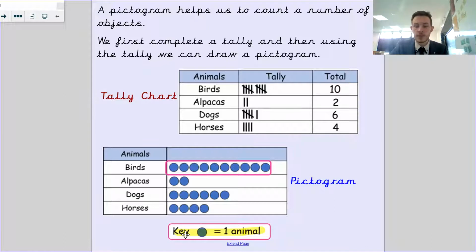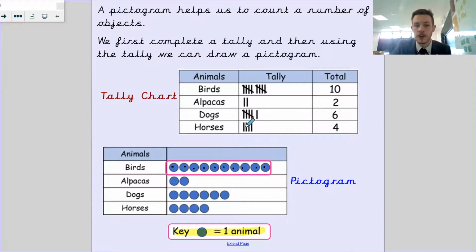And it says key. Now, key means this is what it's going to mean. So your blue spot means, or it equals 1 animal. So you can see here, we've now got however many spots matching our tally chart. So it says the blue spot is 1 animal. So for birds, there should be 10 spots. Let's check. 1, 2, 3, 4, 5, 6, 7, 8, 9, 10. There are 10 spots there. So our pictogram matches our tally chart.